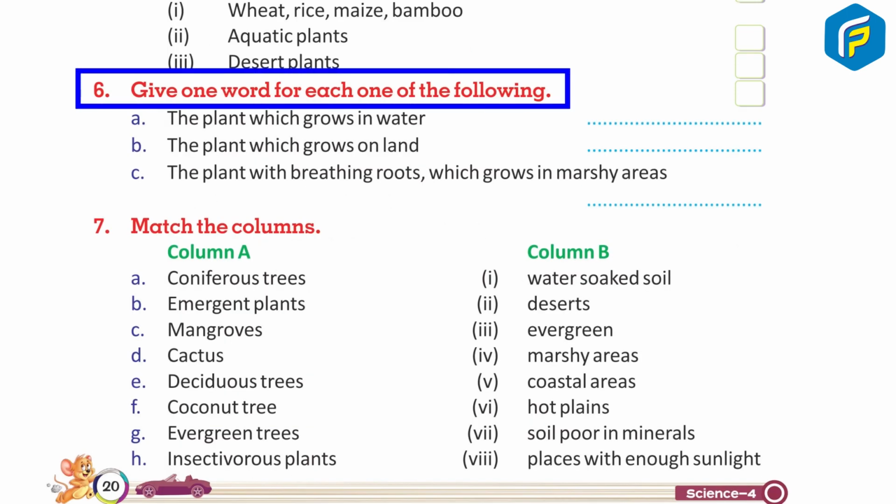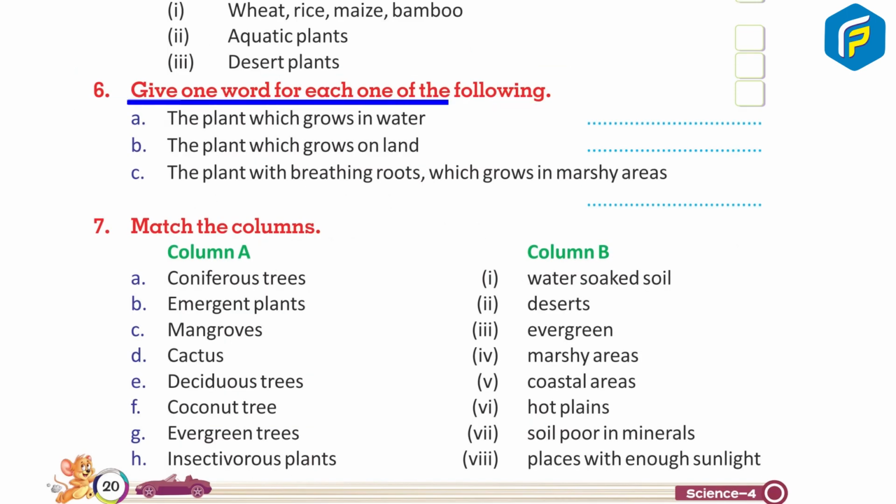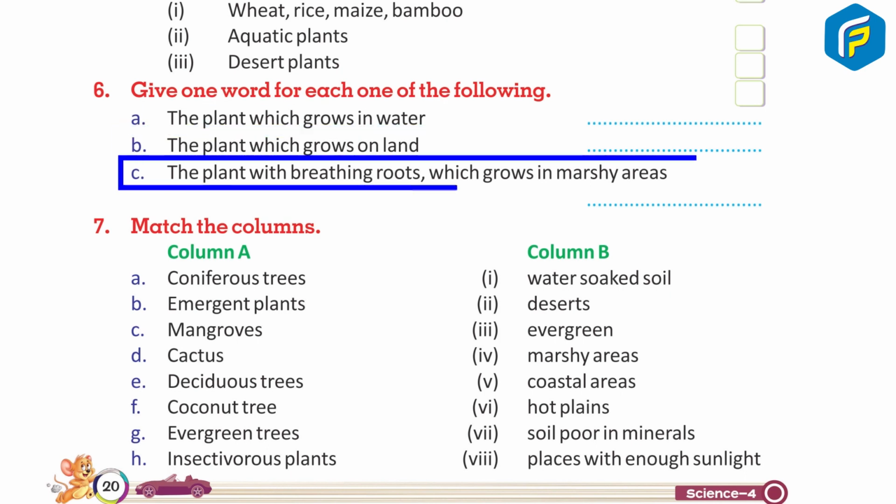6. Give one word for each one of the following. A. The plant which grows in water. B. The plant which grows on land. C. The plant with breathing roots which grows in marshy areas.